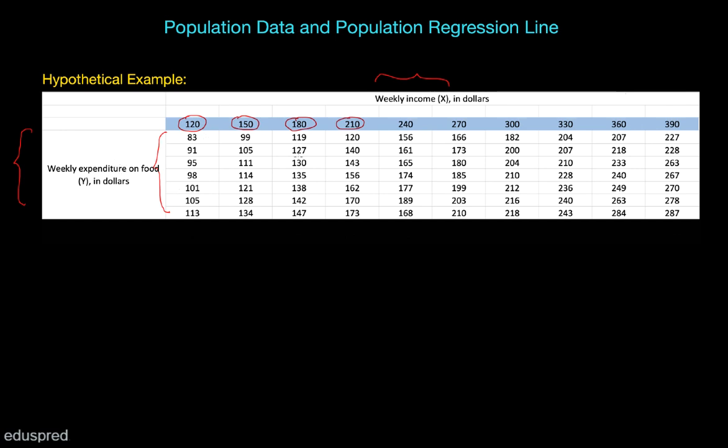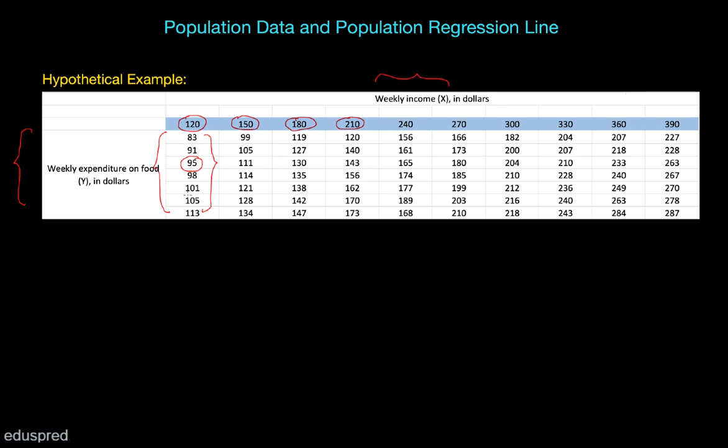So let's try to understand how to read a particular value. So let's say this 95. This 95 over here means that a household has a weekly income of $120 and their weekly expenditure on food is $95. So all these 7 households that you see over here have the same weekly income, that is $120, but they have different weekly expenditures on food.